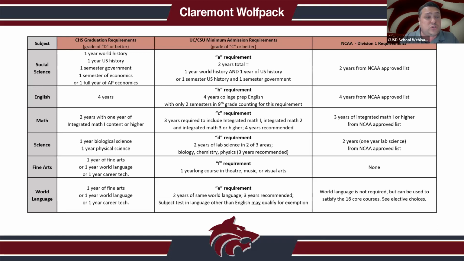For science, you need 2 years, 1 year of a biological science and 1 year of a physical science. That is the same for UCs and Cal States and NCAA. An important note here, for your UC Cal State requirements, you must take chemistry or physics for your physical science requirement.